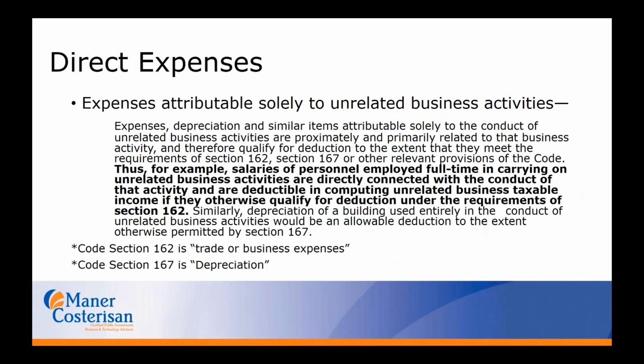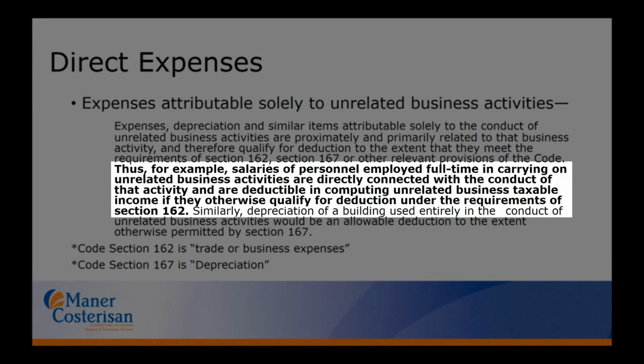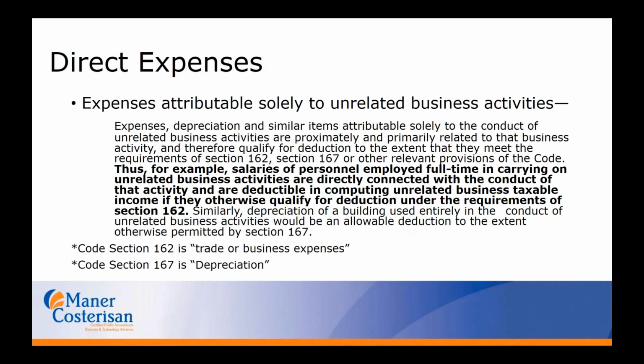So direct expenses. These are expenses attributable solely to the unrelated business activity. And I'm not going to read the entire definition in there, but an example noted here in bold is salaries, like a salary of personnel employed full-time in carrying out that activity. They're directly connected with that activity, and their full salary would be deductible in computing unrelated business taxable income, as long as that deduction is allowed under Section 162.